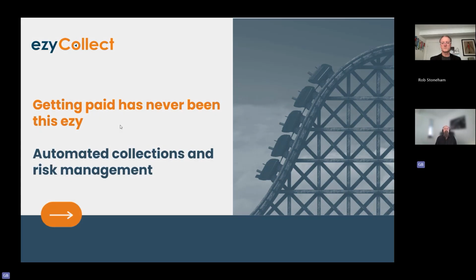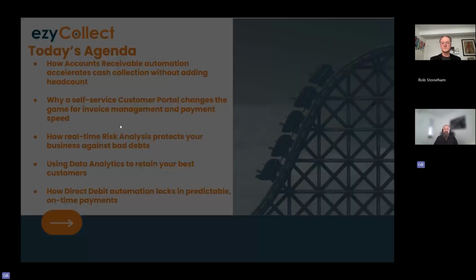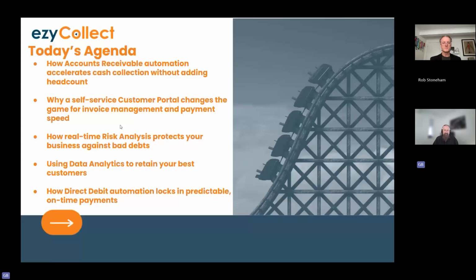So what are we going to be looking at today? Well, we're going to look at how automation can accelerate that cash collection model without adding headcount. And so you can scale your ability to sell more, invoice more, attract new customers, but the collection model doesn't include having to employ another 1 or 2 people, which are very difficult to get.